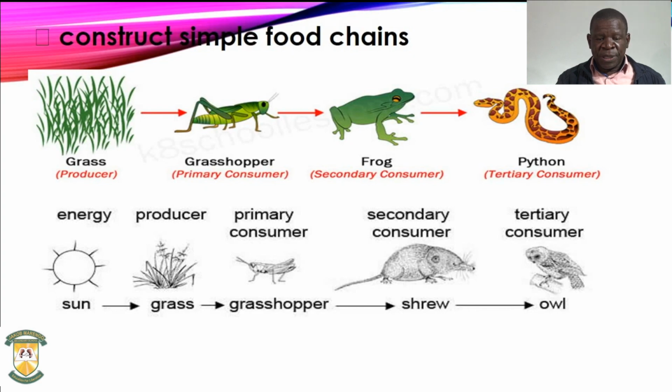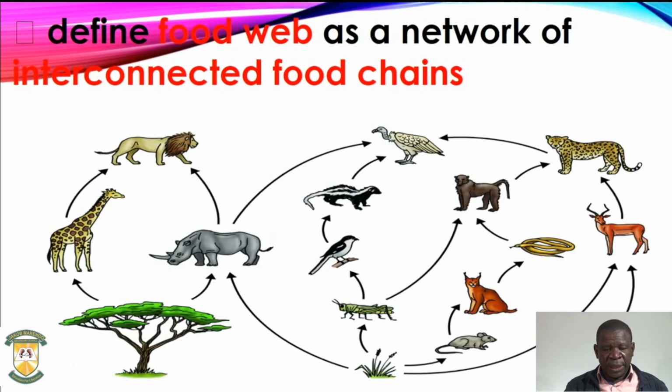In our second example of a food chain, we have sunlight energy coming from the sun, being taken by the grass, which is a producer, being taken by a grasshopper, which is a primary consumer, being taken by a shrew, which is a secondary consumer, ending up in the owl, which is a tertiary consumer. This represents simple food chains which we can relate to.